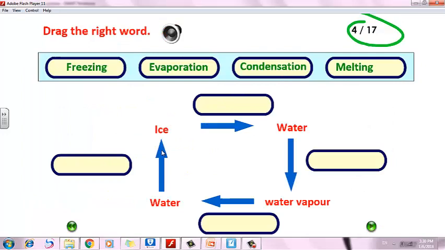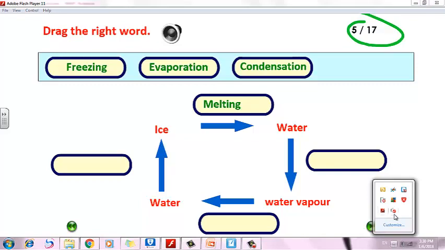Drag the right word. We have freezing, evaporation, condensation, and melting. Ice to water. If I have ice, which is solid, and I want to turn it to water, which is liquid, solid to liquid, I think melting. Fine.